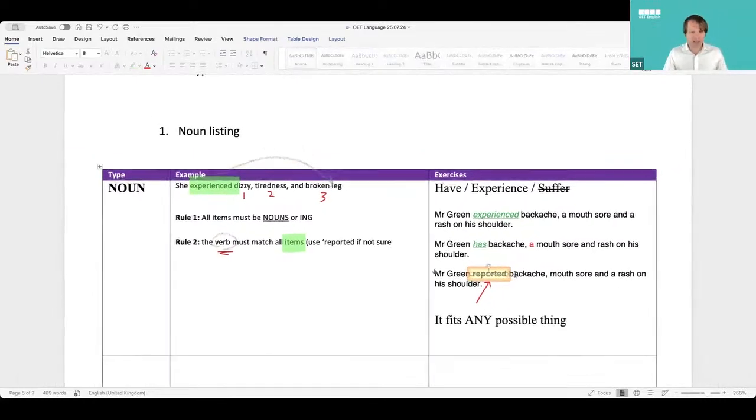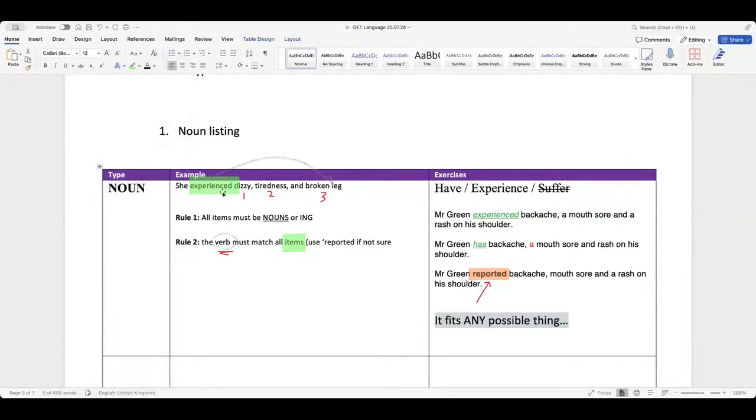Okay. So guys, this is noun listing. We did it yesterday. You have examples here. Look, Mr. Green experienced backache, a mouth sore, and a rash on his shoulder. Okay, so there's your example. Any questions? Maybe write it down. Use this in your exam, okay?